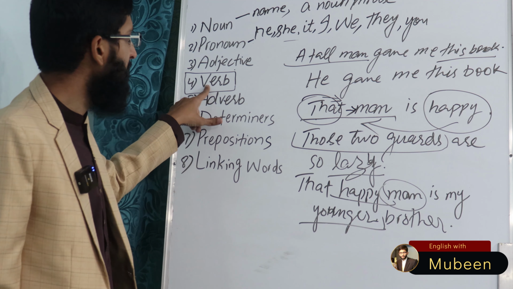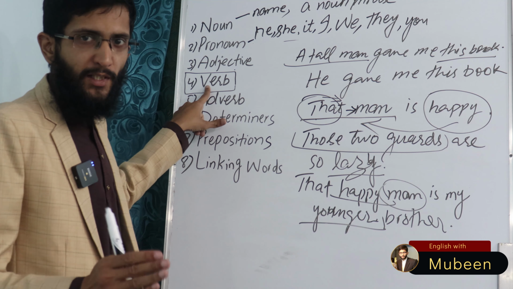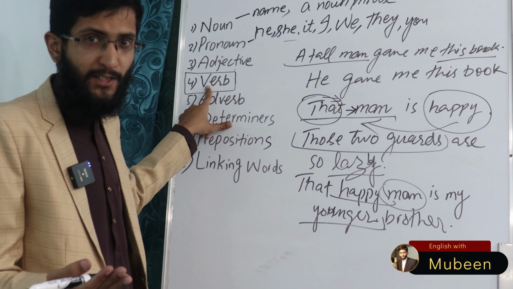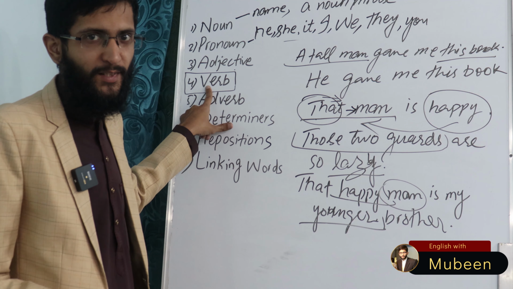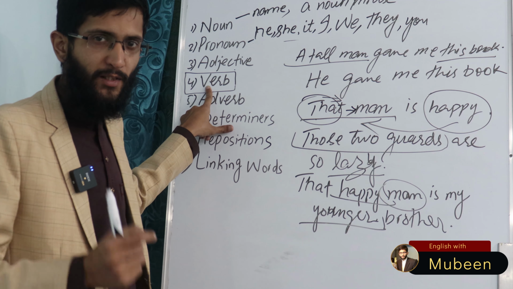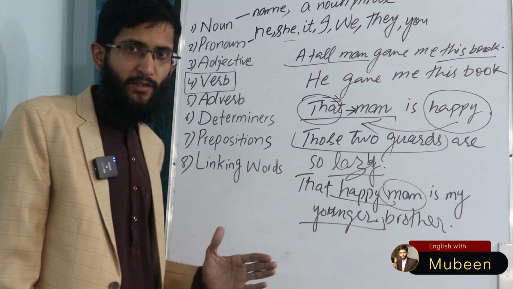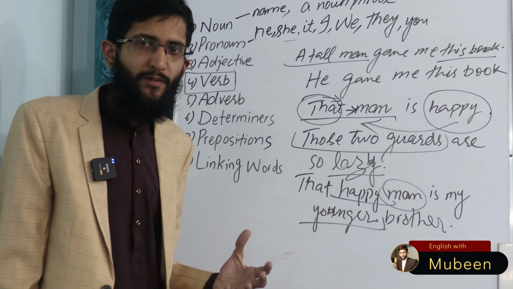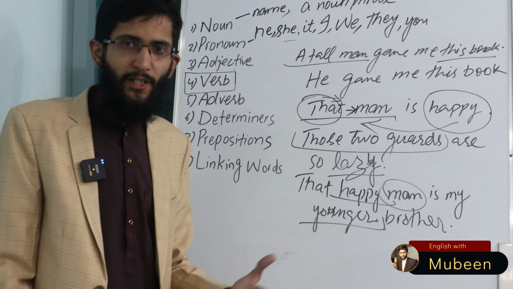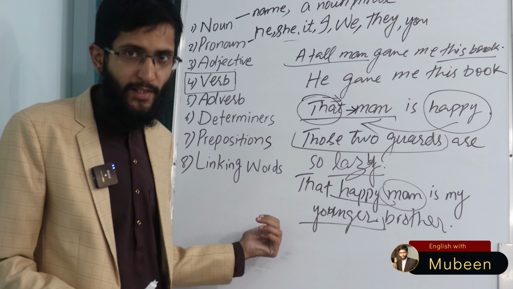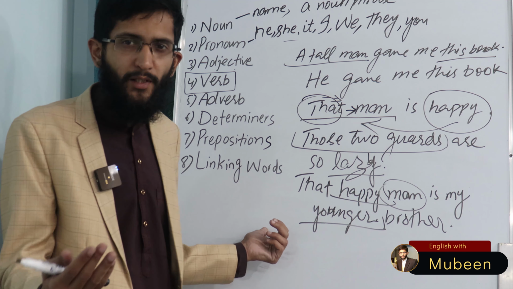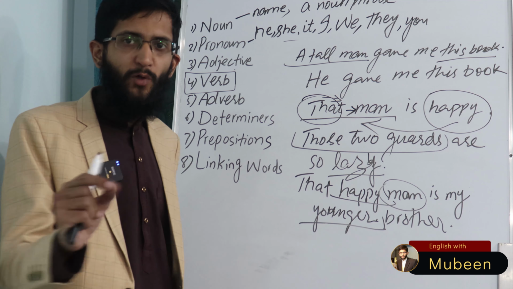The fourth is verb. No sentence can be a sentence without a verb. So you must have to add a verb in any sentence. Verbs are actually actions. In daily life, you keep on doing different actions, writing, teaching. For instance, right now I'm writing, I'm teaching, I'm talking, and you're watching my videos, watching, talking.